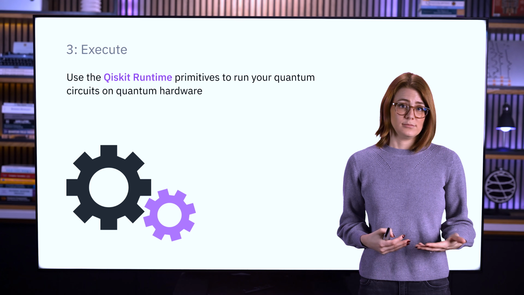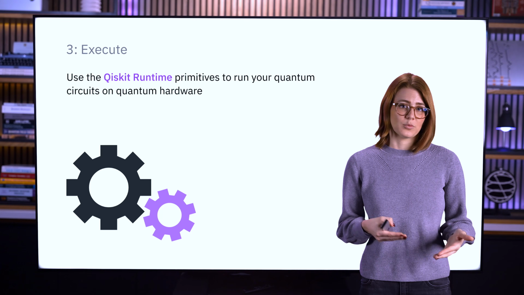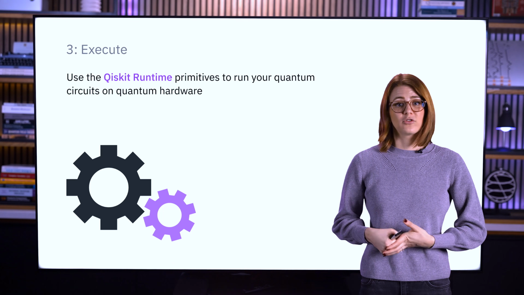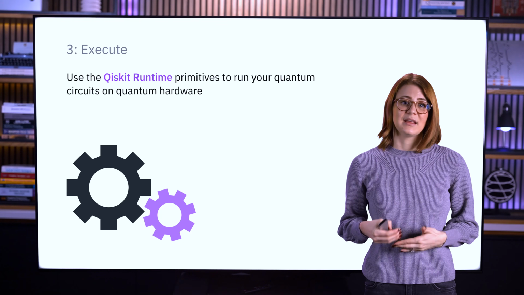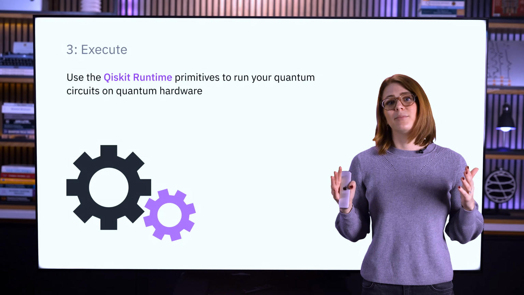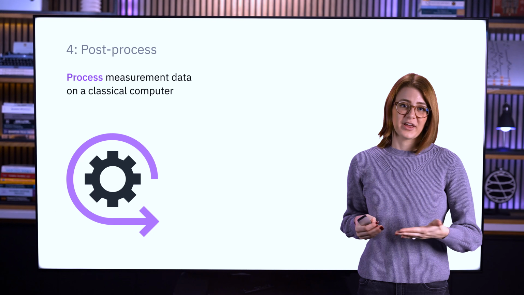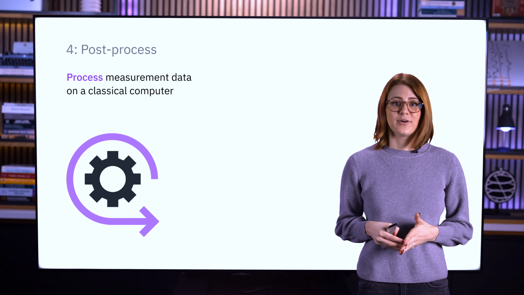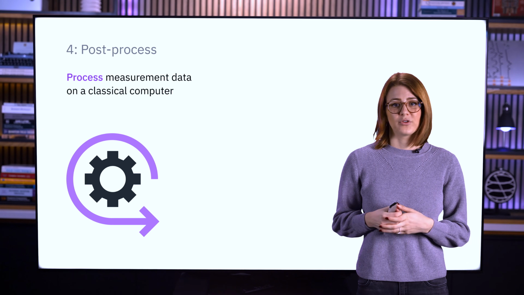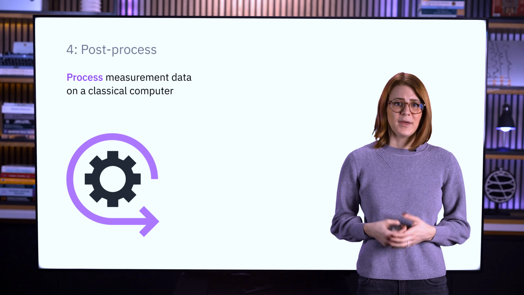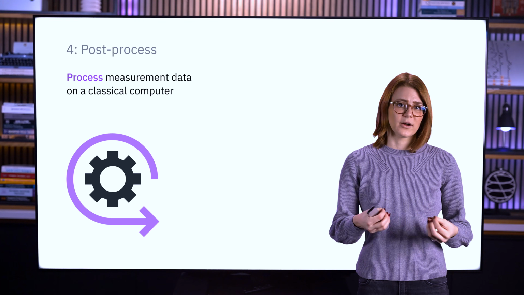Next, we will execute. Qiskit Runtime primitives provide the interface to IBM Quantum hardware that allows transpiled circuits to run. This step also includes using error suppression and mitigation techniques, which can largely be abstracted away from the user. Lastly, we post-process. In this step, the data from the quantum processor itself is processed, providing the user with useful results on the original problem. Basically, this step encompasses any further analysis of the data that is acquired.